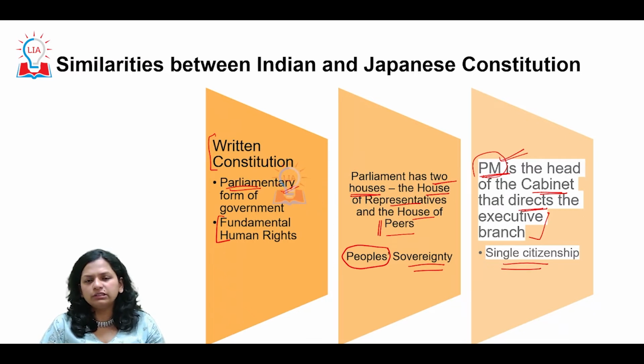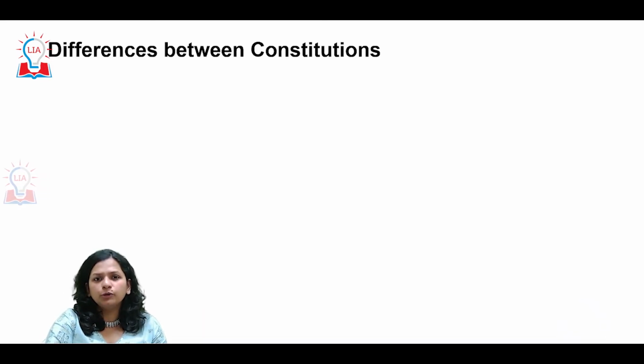Now, it is of course more possible and makes more sense for a small country like Japan, but India also manages to, and in fact it's a requirement for India to have single citizenship to maintain the unity and integrity of India, to maintain that brotherhood. So, in that sense, single citizenship is very, very crucial for that country, and that is also a common area of similarity between the two countries.